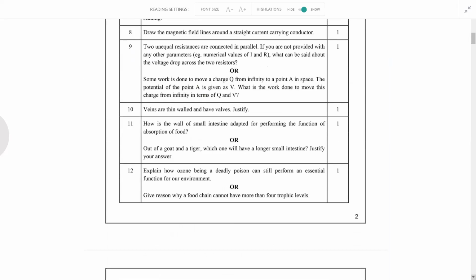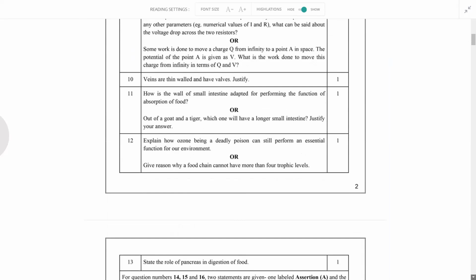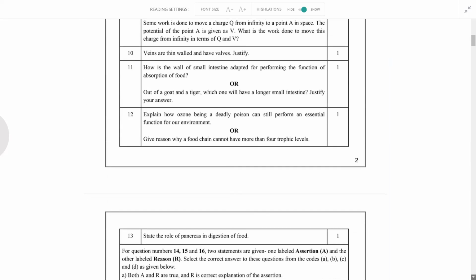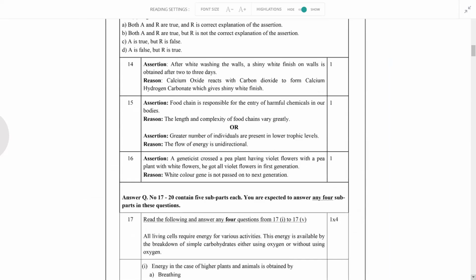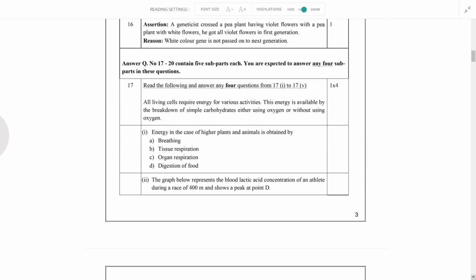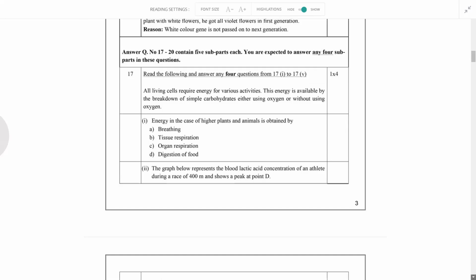The next is the assertion reason type of questions. Questions 14, 15 and 16 are assertion reason type questions. In these, you have to read the 2 statements, analyze them, and then choose one of the options given. Then you have the comprehension type questions. You have 3 passages, and for each passage you need to answer any 4 questions.